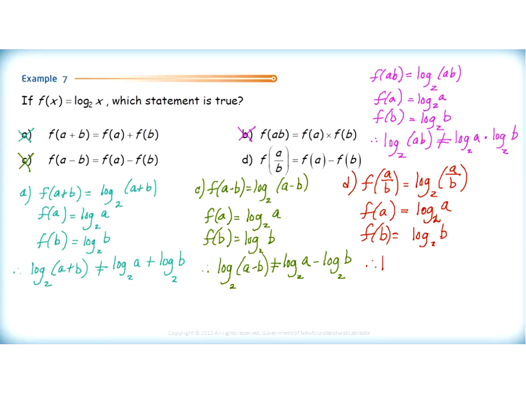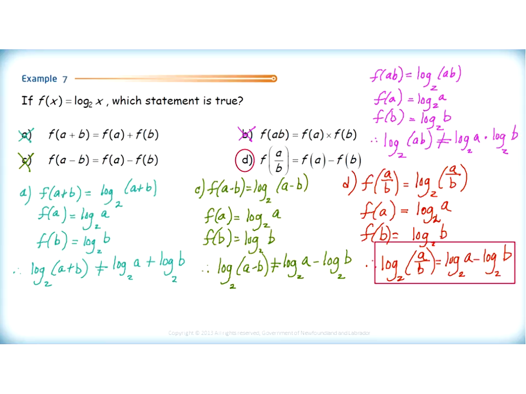And we do know that the log of a quotient, a over b to the base of 2, is equal to the log of a to base 2 minus the log of b to base 2. So it appears then that D is the correct answer for this multiple choice item. The log of the quotient is equal to the difference of the two logarithms. So that would be our final answer for this multiple choice item.